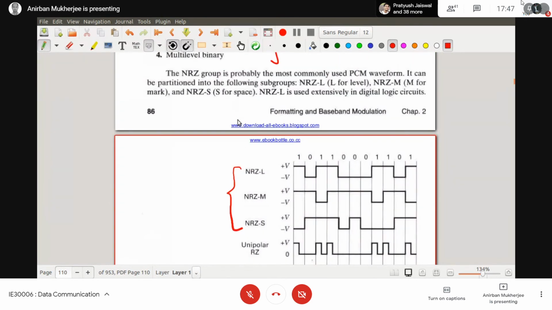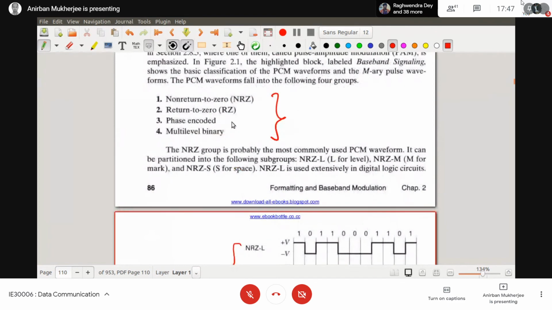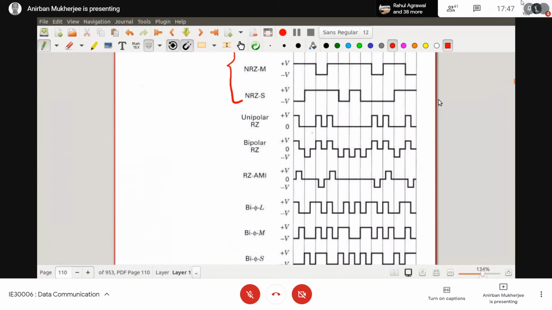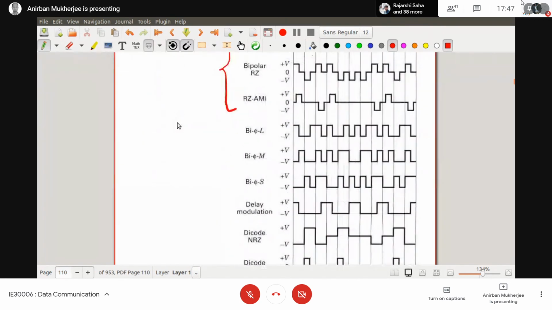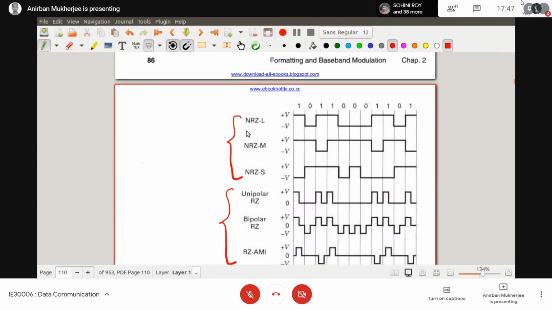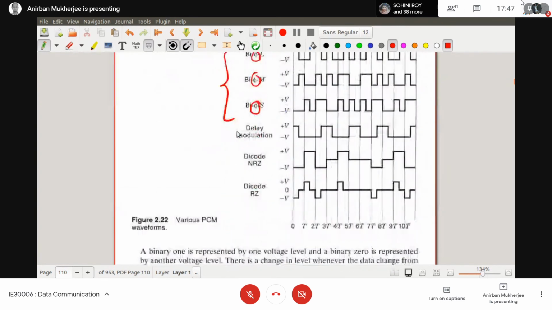Then there is something called return to 0. I will come to it, what is return to 0 and what is non-return to 0. Then I have some phase encoded methods. This is some sort of a phase, because this is phase. And there are some multi-level binary methods and all these things.